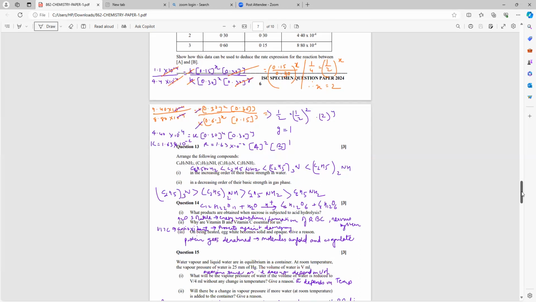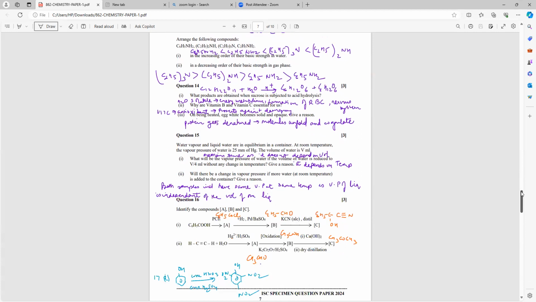Why are vitamin B and vitamin C essential for us? Vitamin B are water-soluble vitamins. Therefore, they help in energy metabolism, formation of RBCs and the nervous system. Whereas vitamin C is considered a rich source of antioxidants. Therefore, they protect our body against damage, as it increases the immunity of the body. The third part: on being heated, egg white becomes solid and opaque. Give a reason. Because denaturation of protein occurs and the protein molecules unfold and get coagulated, and therefore it becomes hard.